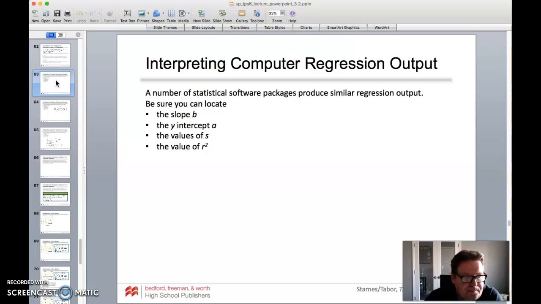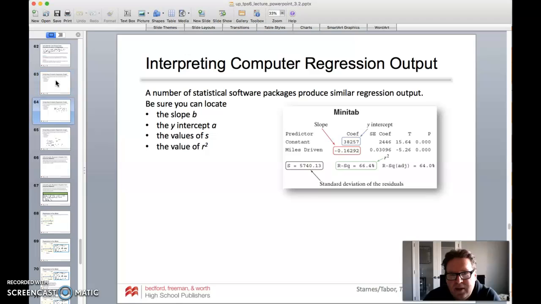Now, we'll take a look at a number of different software packages. The big thing is being able to pick out what those mean. Minitab is a very common program; it's been around since I was in college. You'll see your coefficients: the constant is the y-intercept, and miles driven is the slope. S is the standard deviation, and they don't use the actual exponent, but RSQ means R-squared. That way we can pick those out using Minitab.